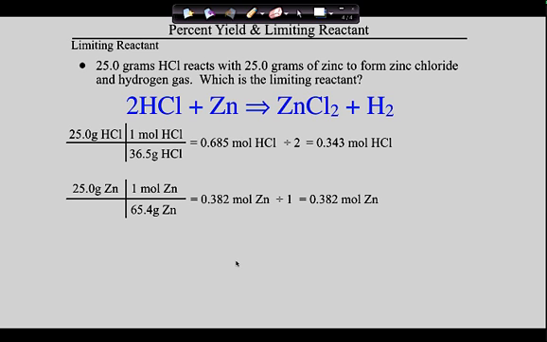And guys, understand, if you stop here, you will not get full credit for this question on the test. Because the question doesn't say do math. The question says, what is the limiting reactant? And this doesn't tell you the limiting reactant. You have to interpret your calculation. So the smallest number is the limiting reactant. So you need to write down HCl as the limiting reactant.